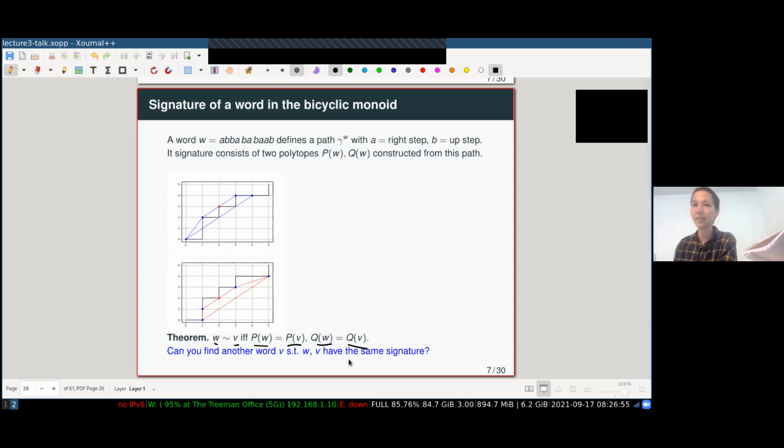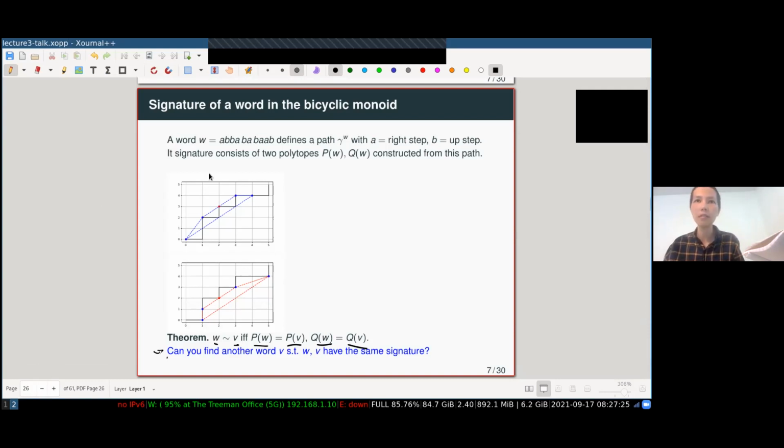Okay. All right. So they're equal as polytopes in the sense that if I take the convex hull of the points, then they're equal. And the reason came from the tropical geometry part. Okay. So here's a challenge. Let's look at this path here. Can you just modify this path slightly so that you end up with another word that has the same signature?